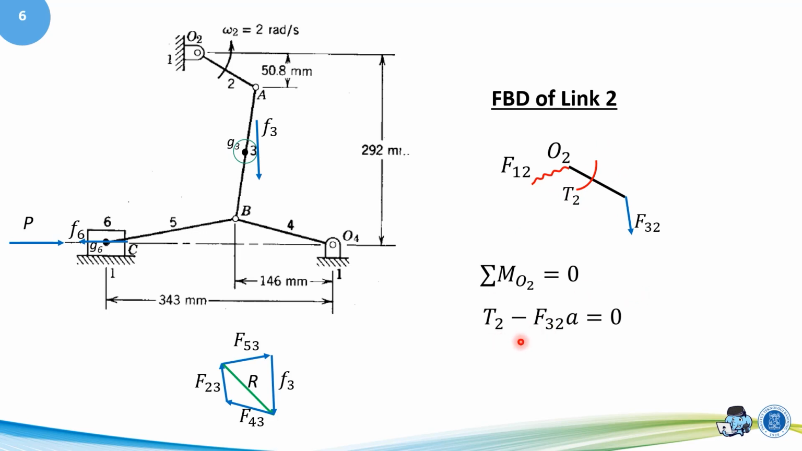To find the couple T2, we can use the moment equilibrium with respect to O2. It is T2 minus F32 times A equals 0. Again, this A is the arm moment for the force F32, and we can find it by looking for the shortest distance between O2 and the line of action of F32. Next, we can find the magnitude of T2. It is F32 times A, and the direction is counterclockwise.